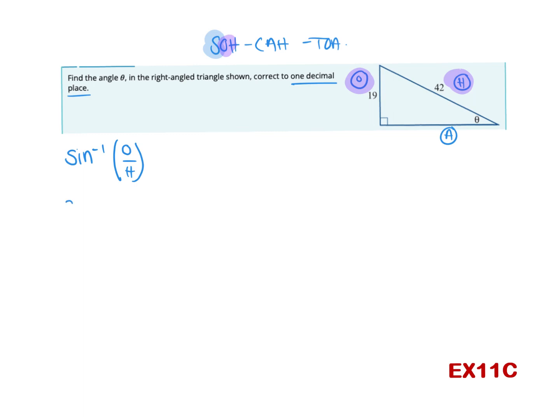So in this case, it'll be inverse sine of 19 over 42, and you can type that straight in. So I can just say angle equals, and you can type that straight into the calculator like that, and you should hopefully get that it is, it said 1 decimal place, so I got 26.9 degrees.